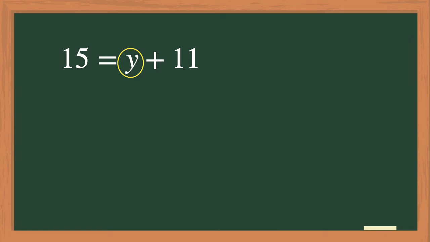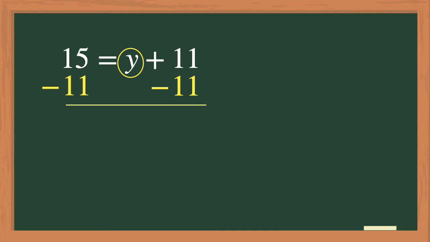Next, you need to undo the addition of 11 because right now positive 11 is being added to that variable of y. To undo the addition, you need to use subtraction. So you will subtract 11. And to keep the equation balanced, you will need to subtract 11 on the left side of the equal sign as well. Now you're ready to complete the math calculations.